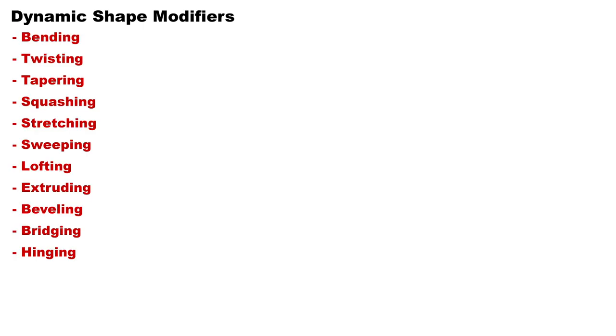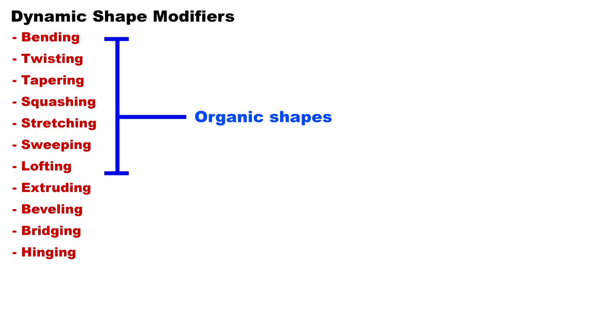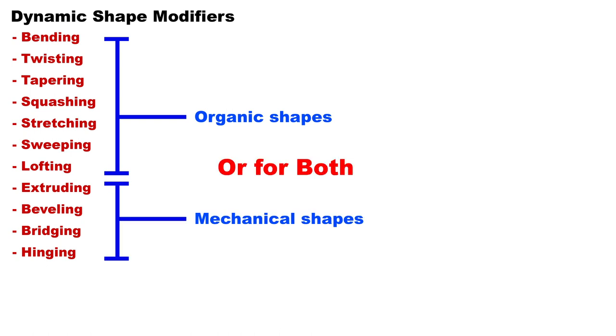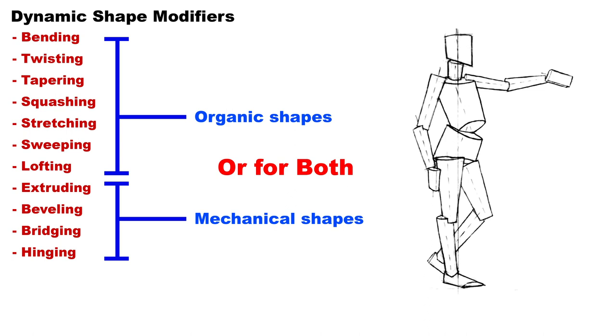For now, just know that there are modifiers that help you turn a basic shape into a dynamic organic one, and modifiers that help you turn basic shapes into dynamic mechanical ones. Also remember that these modifiers can be used alone or layered on top of each other. The purpose of all these modifiers, as we said, is to create a dynamic form that can be grouped together to create the simplest and fastest mannequin that represents the complex object you are trying to draw.